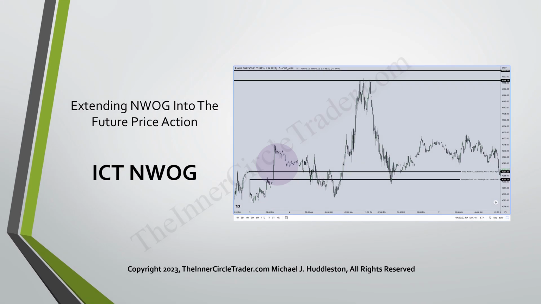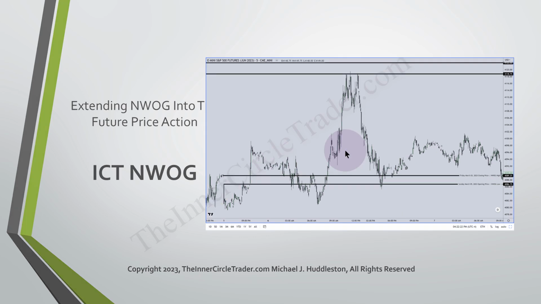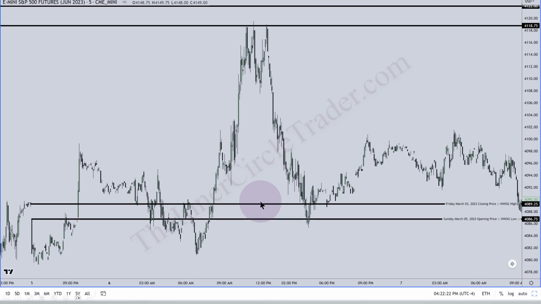Extending the new week opening gap into the future price action. So you can see here, using that March 3rd and March 5th new week opening gap, let's take a closer look. Here's that same gap, and we've extended it through into the week. You can see how price has treated it as resistance, pulled away, rallied through, came back down in.